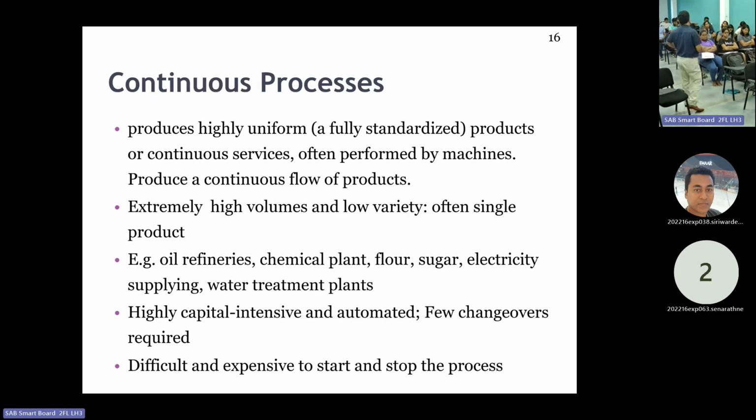Coming to the last part of it, it is continuous. What is that? Have you seen some of this? Where can we use this type of process? Food, not necessarily everywhere. Be specific. Where can we see continuous processing? What is the main characteristic here? Of course, extremely high volume. What are the other characteristics?